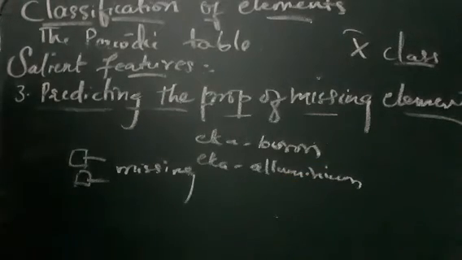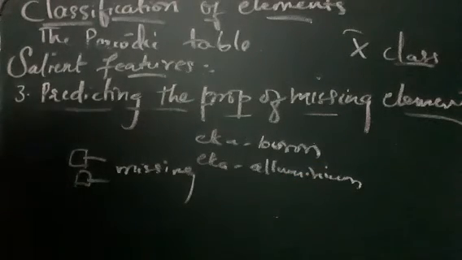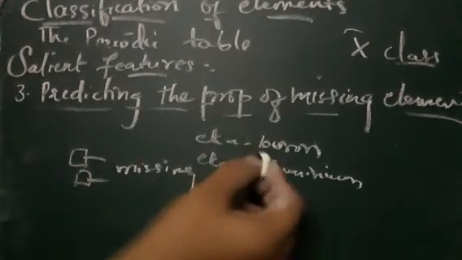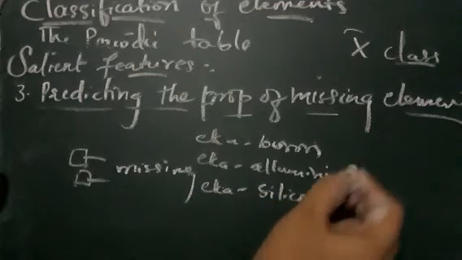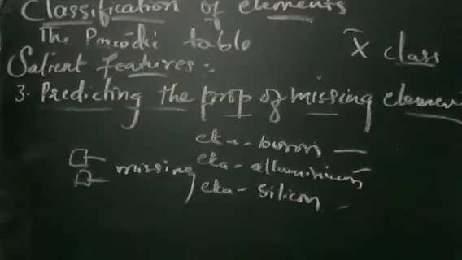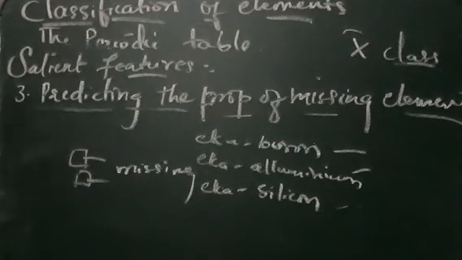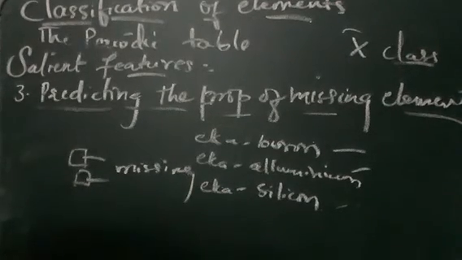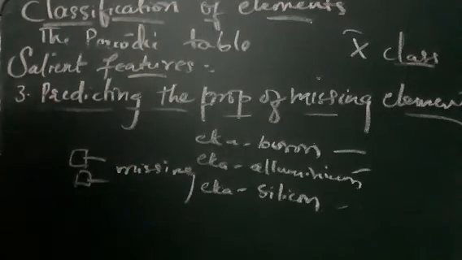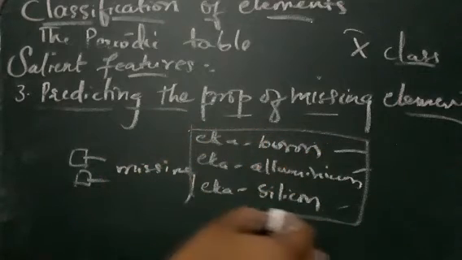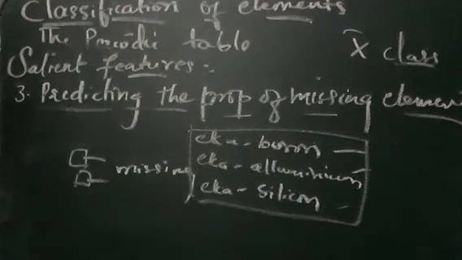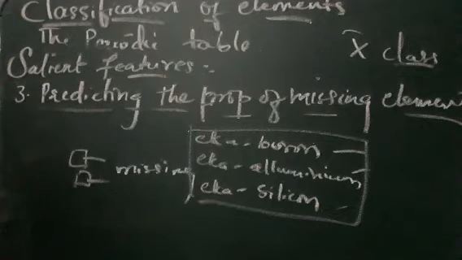And you have Eka silicon, with properties almost the same as those of scandium, gallium and germanium. These elements, germanium, scandium and gallium, were all discovered later. He just kept an empty place and named it Eka boron, Eka silicon, Eka aluminium, like that. Later on that element was discovered. Next is correction of atomic weights.